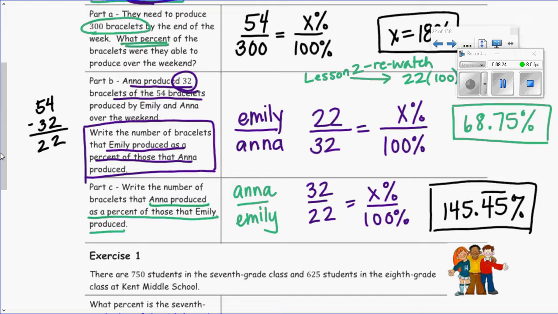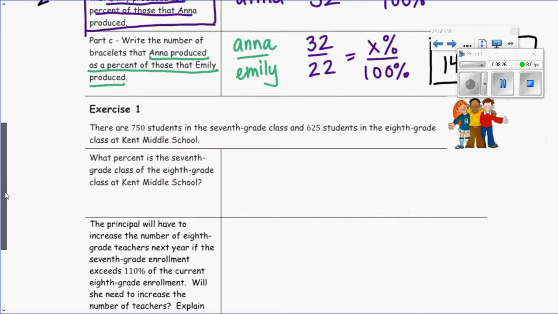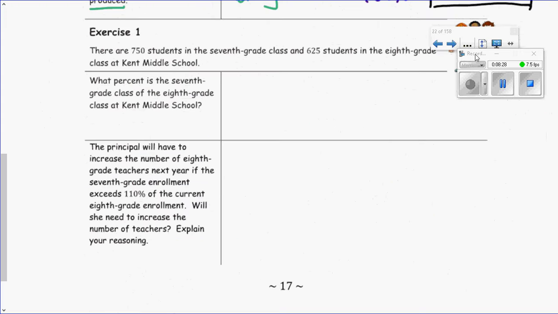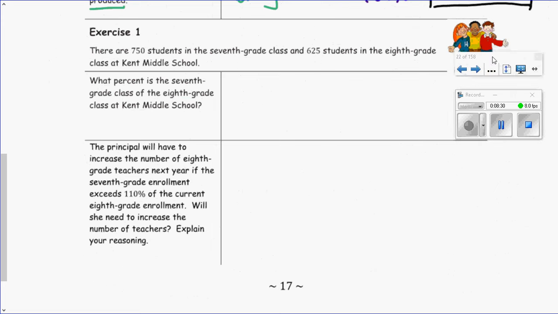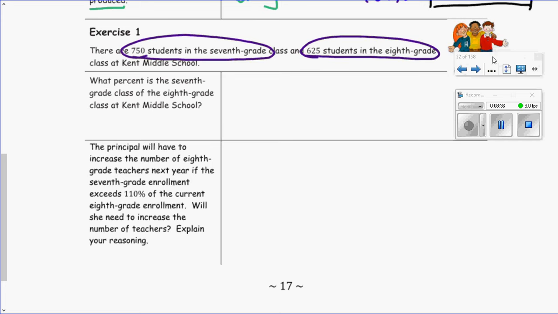Okay, in exercise 1, there are 750 students in the 7th grade class and 625 in the 8th grade class. Are you marking the text as you read? At Kent Middle School, what percent is the 7th grade class of the 8th grade class? So we want 7th grade versus 8th grade. Okay, so when you set it up, make sure that you keep the 7th grade on the top and the 8th grade on the bottom.